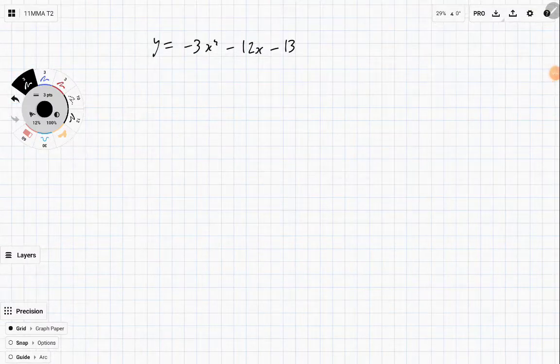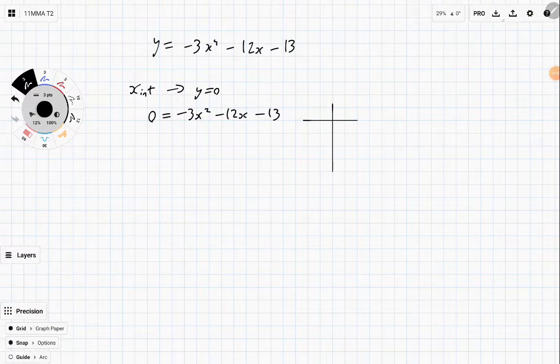So once again, let's start with the x-intercept, which is when y is equal to 0. We get 0 is equal to negative 3x squared minus 12x minus 13. We've got to factorize this. So step 1, check your t-chart. So it's going to be timesing to, what's that going to be? It's going to be 39, adding to negative 12.